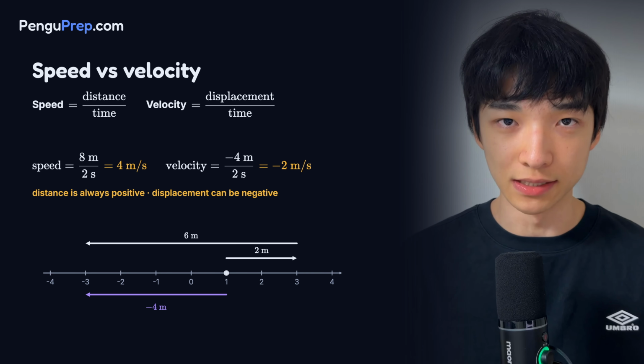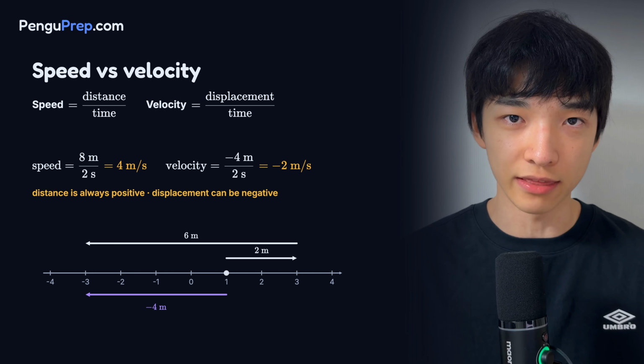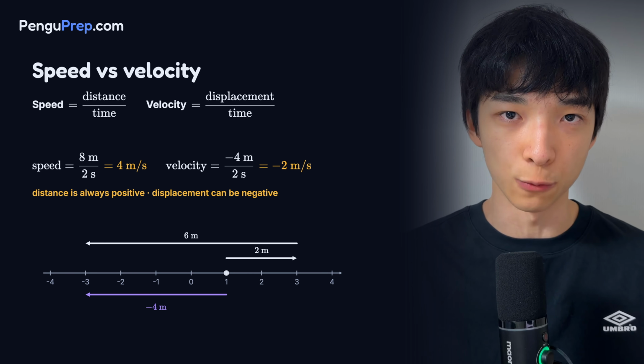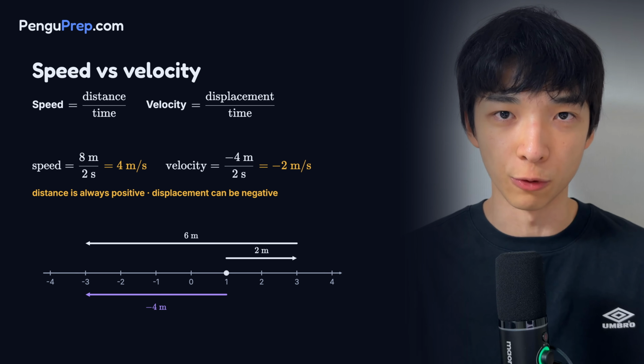Distance is always positive because it's accumulative. For each length of the path the object has taken, you add it to the total distance. So there's no opportunity for it to get negative.